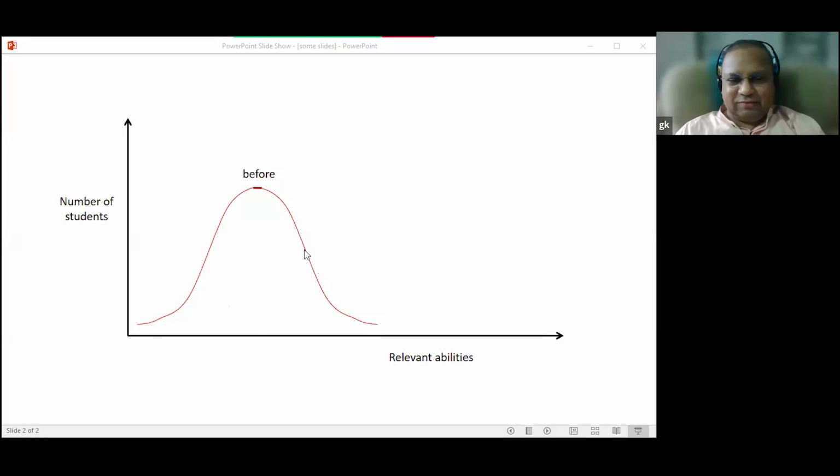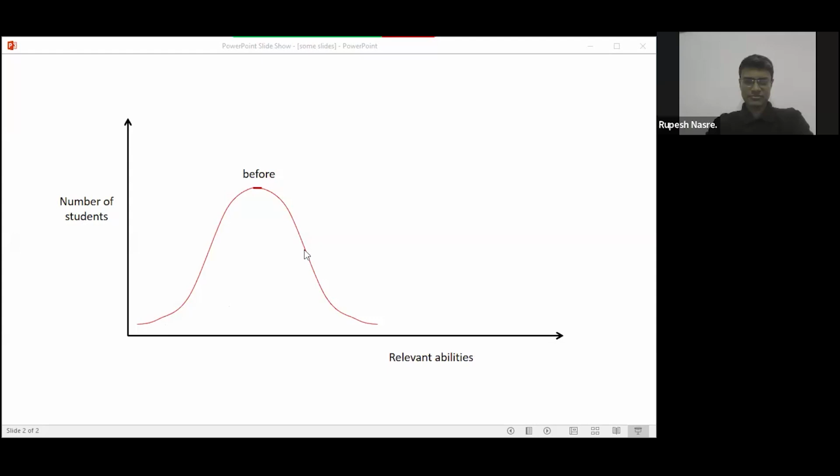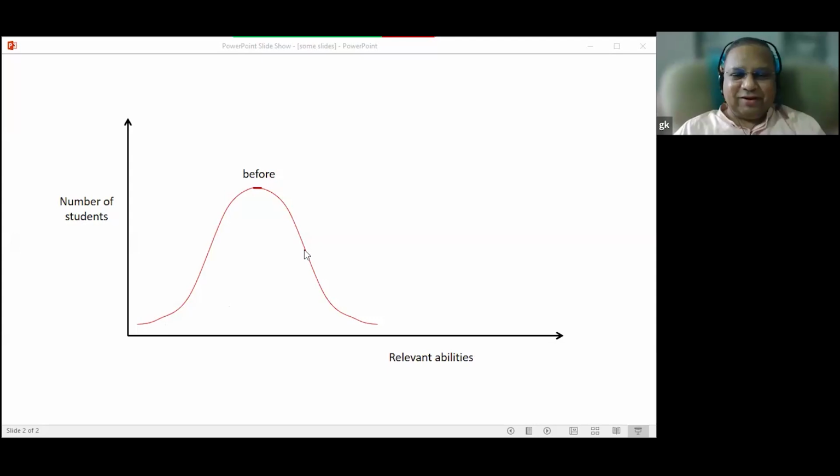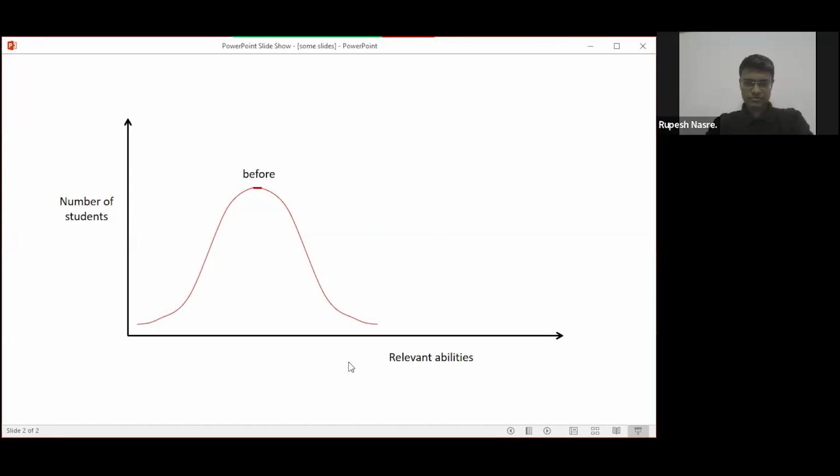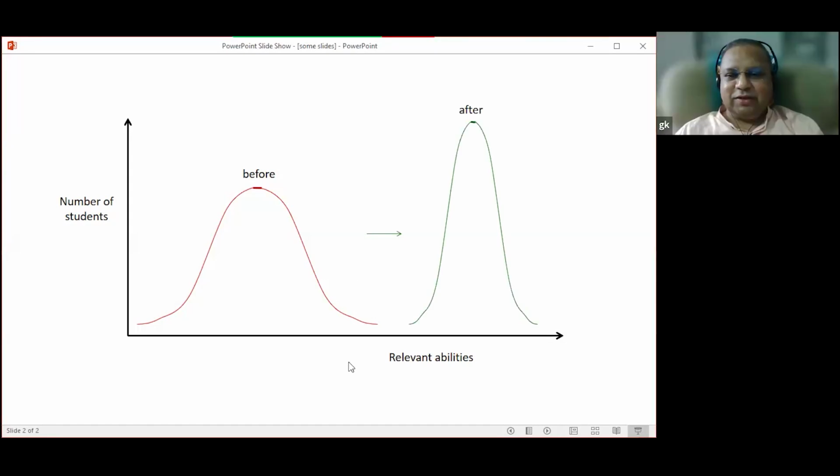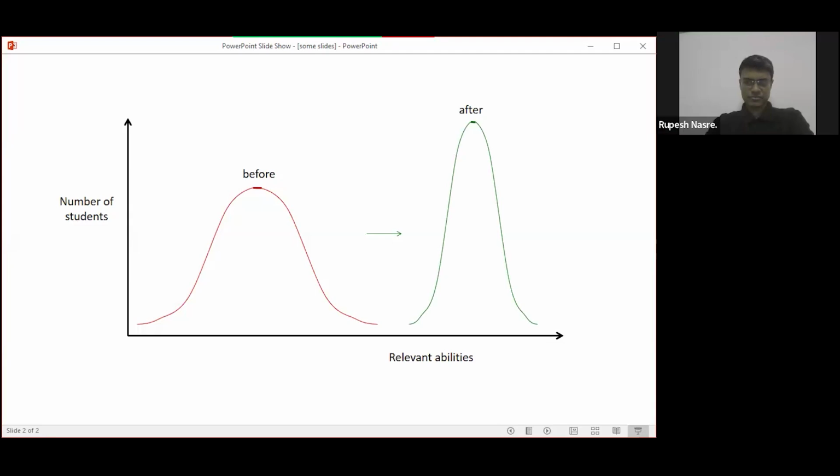Suppose it is something like this, which is true of any class. I do give diagnostic tests to form groups and so on. It always follows this. If it is like this in the beginning of the course, all that I'm trying to do is at the end of the course, it should be like this. Thinner distribution and much further to the higher abilities. So this is my philosophy, if you want to call it that, at the class level.